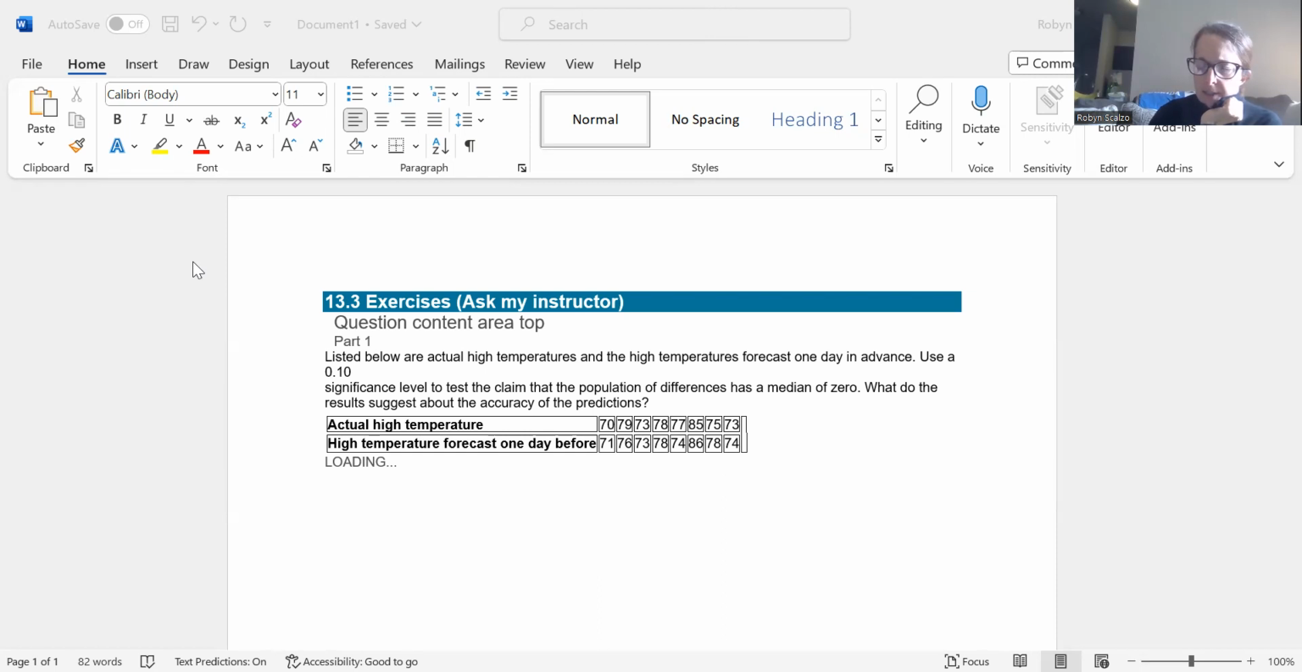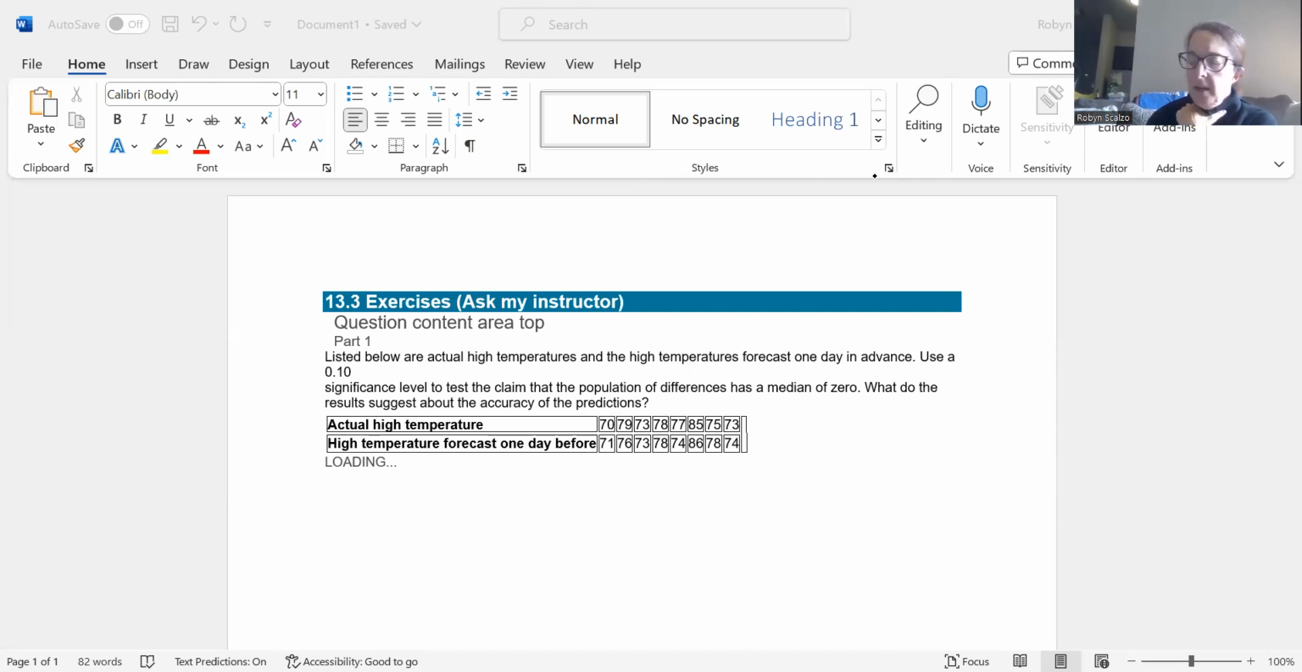Okay, today we are going to discuss the Wilcoxon signed rank test of matched pairs. I have an example that came from my stat lab that my current class is using. Below are actual high temperatures and the high temperatures forecast 1 day in advance. We're using a 0.10 significance level to test the claim that the population of differences has a median of 0. What do the results suggest about the accuracy of the prediction?